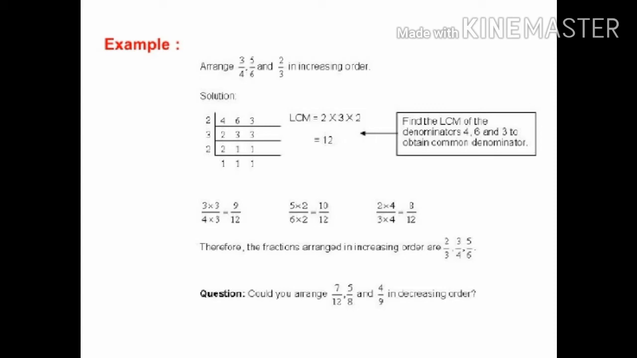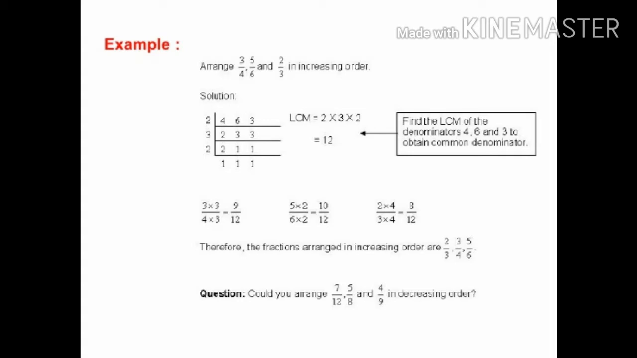So the LCM is 12. Now the first fraction 3 by 4, we will multiply both numerator and denominator by 3. 3 3s are 9, 4 3s are 12. Now the second fraction 5 by 6, we will multiply both numerator and denominator by 2. 5 2s are 10 and 6 2s are 12. And the third fraction is 2 by 3. We will multiply by 4. 2 4s are 8 and 3 4s are 12.